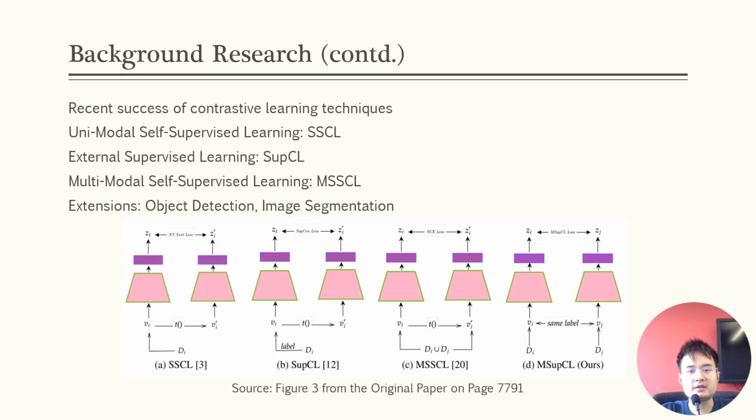Specifically, we know that there are recent successes of contrastive learning techniques. Contrastive learning aims at pulling similar samples closer. Unimodal self-supervised learning, such as the SSCL approach, includes a given sample, also known as an anchor, as well as its transformed version, obtained by some non-learned transformations, for example, horizontal flip. It generates the negative pair using the same given sample and any other samples, either from the dataset or the transformed version.